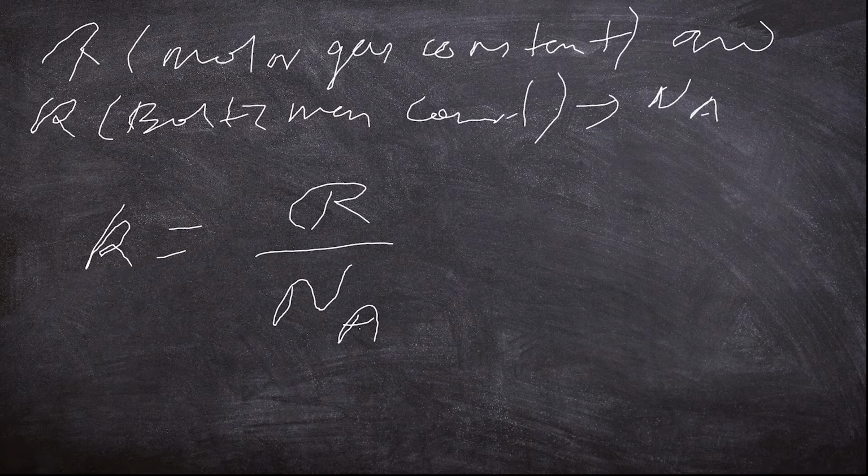So if you're asked about the molar gas constant R, you're going to calculate it just using this: R equals k times Na, like that.